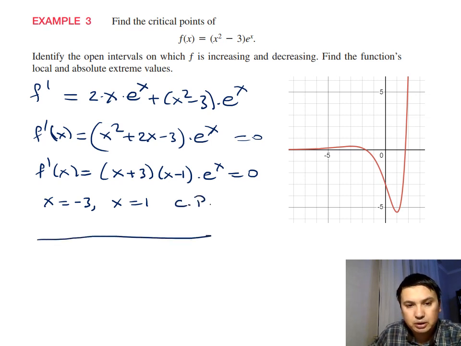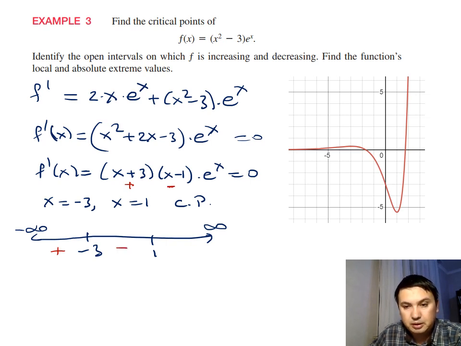Again, I plot these values on my real line. And again, I pick any value that's less than minus 3, or just assume it. If x is less than minus 3, then the first factor is negative, the second one is also negative, so this becomes positive, right? So here it's increasing. Between minus 3 and 1, let's say x equal to 0, then this is positive, this is negative, so this is negative. From 1 onwards, for example, you can plug in x equal to 2, then this is positive, this is also positive, so this is going to be positive.